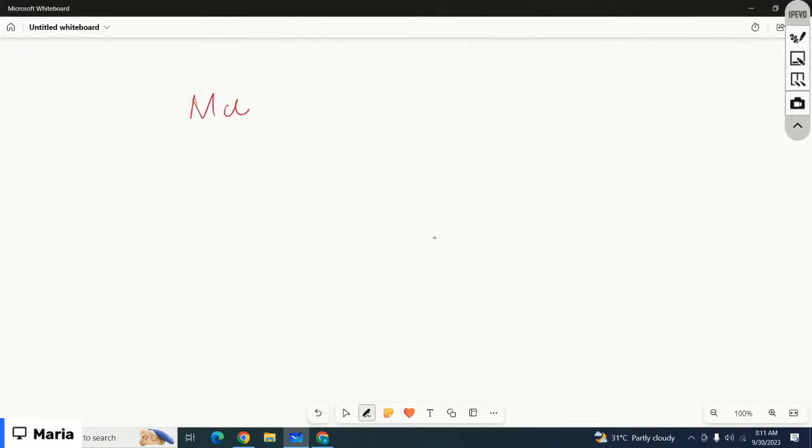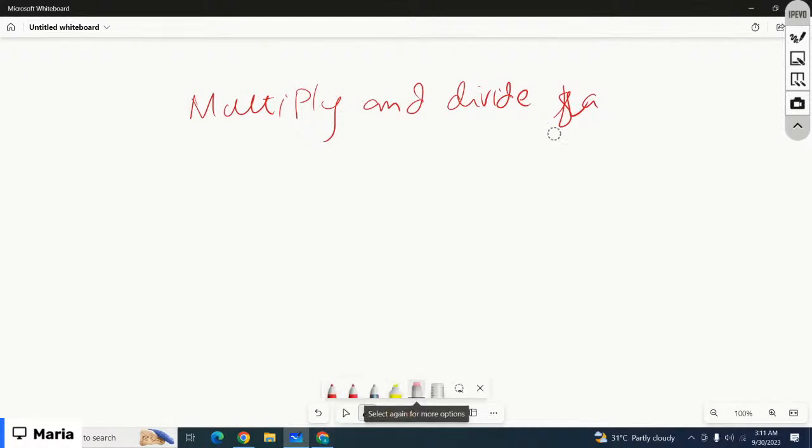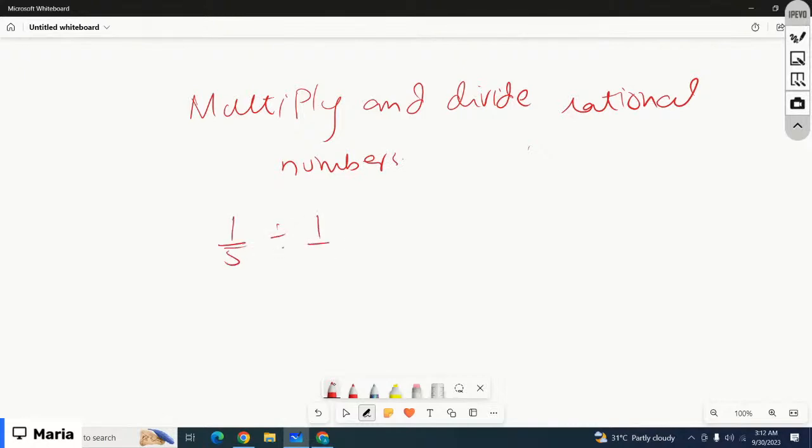You can note down multiply and divide rational numbers. Let's start with an example. Okay, you have to divide 1 over 5 divided by 1 over 3.